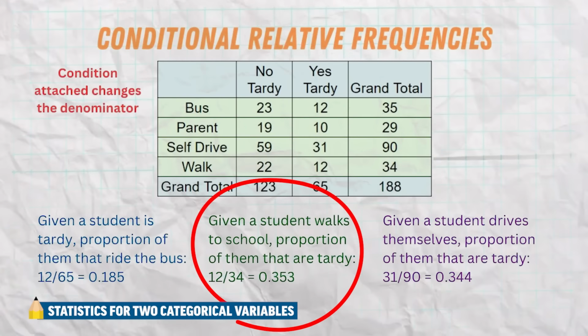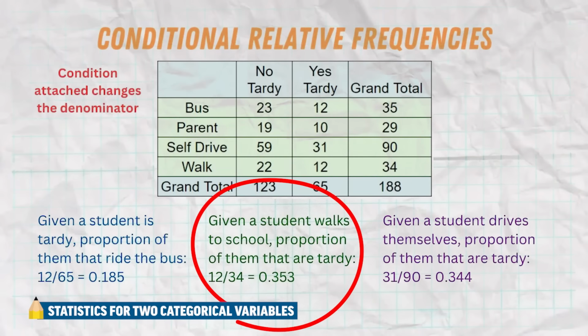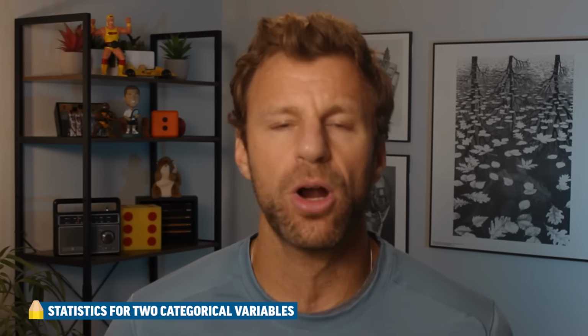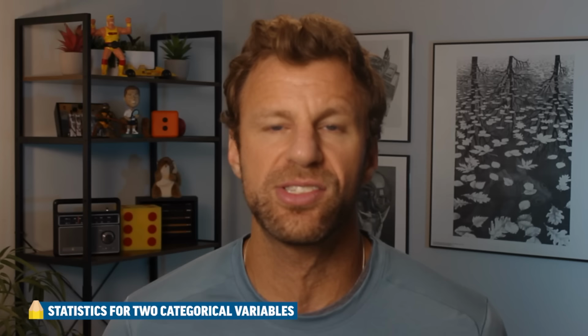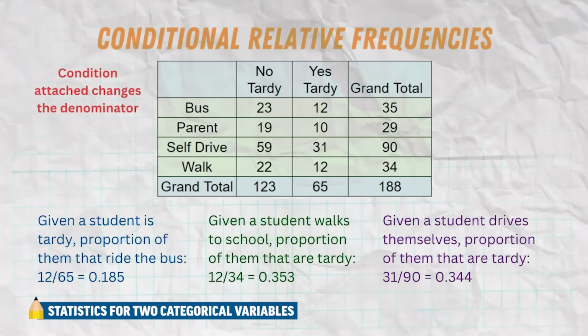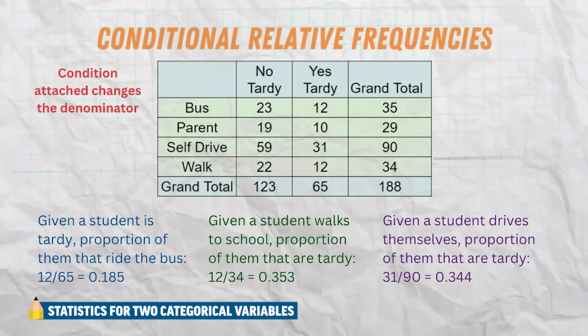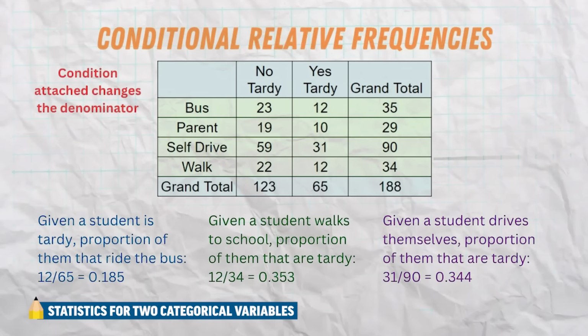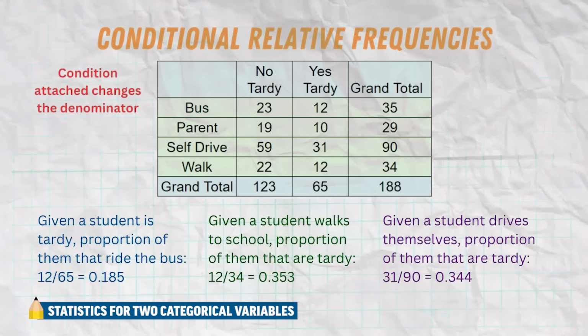Another example we see here is, given that they walk to school, what proportion of them are tardy? This time the condition, what is given, is that they walk to school. Once again, that limits our denominator to only looking at kids that walk to school, because that's the condition, that's what we know. The numerator is both walking to school and tardy. So take that value divided by the total of kids that walk to school, and you'll have your conditional relative frequency. Hopefully that makes a lot of sense.